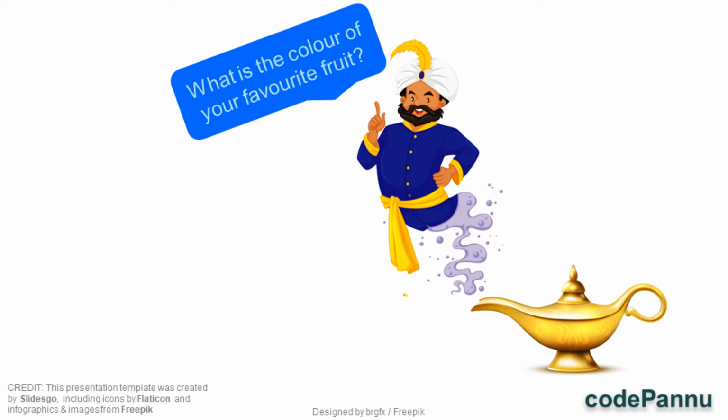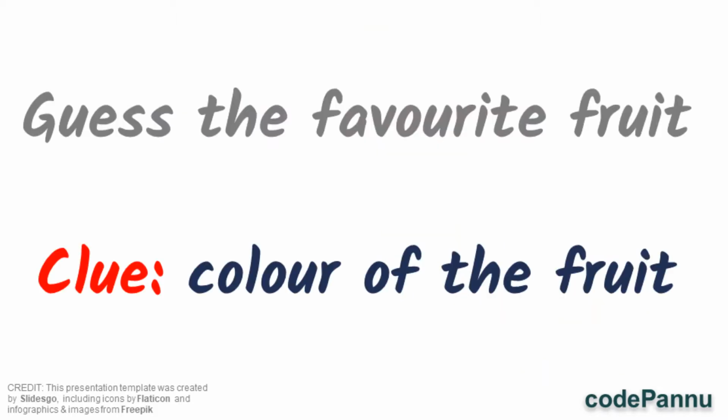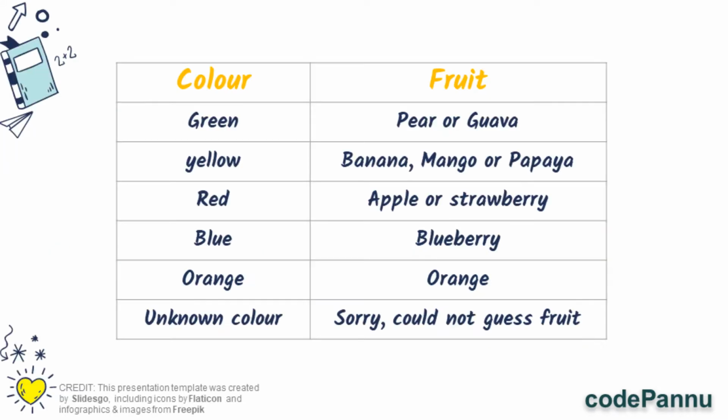Now, we are going to ask them to give the color of that fruit which they have in mind. So that is going to be a clue. We are going to use that clue to guess their favorite fruit. If the color is green, we want to print that the fruit is pear or guava because it is green in color. If the color is yellow, we want to print that the favorite fruit is banana, mango or papaya.